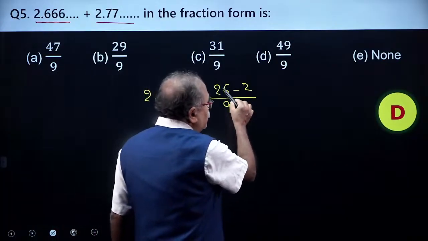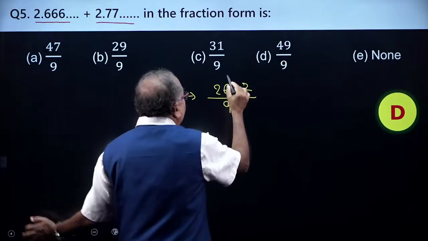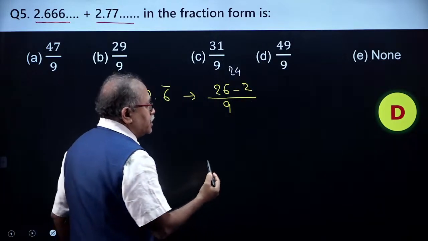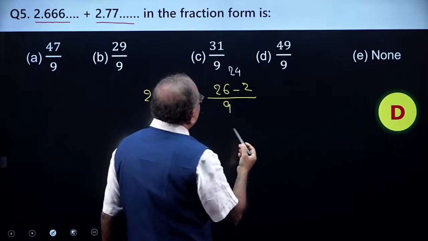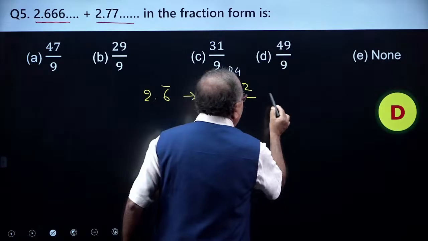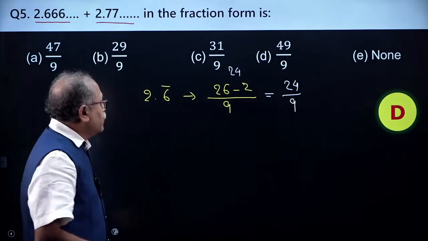So here I am getting 24 by 9. Once you get this 24 by 9, this gets cancelled with 3, giving 8 by 3. So I can see that the second number is also coming into the same format. 9 is the denominator, so I will leave it in the same format.